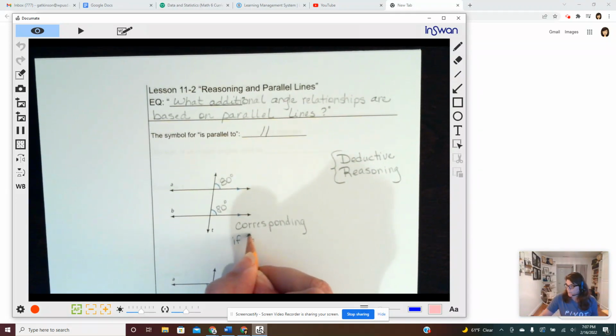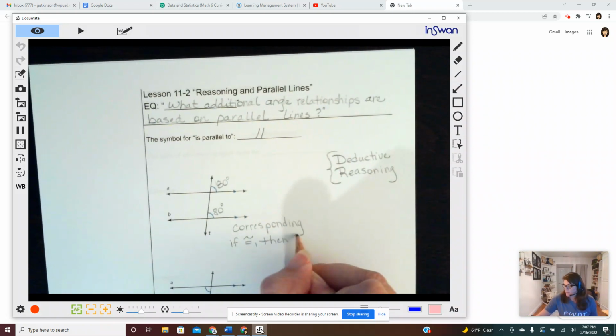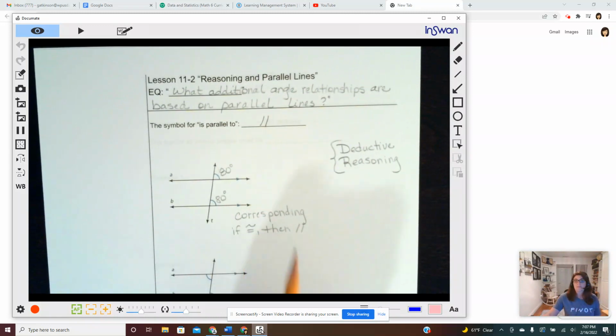If they're congruent, then parallel lines. And that if-then statement becomes a very important thing in deductive reasoning. If this happens, then that happens. It's going to follow you into science as well.